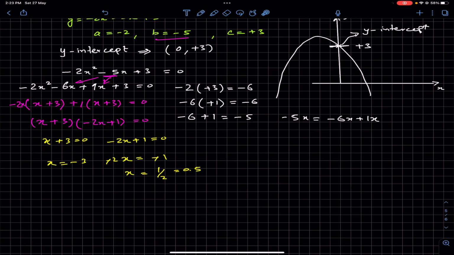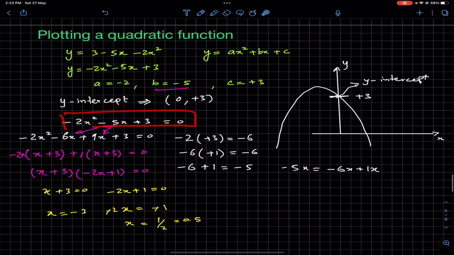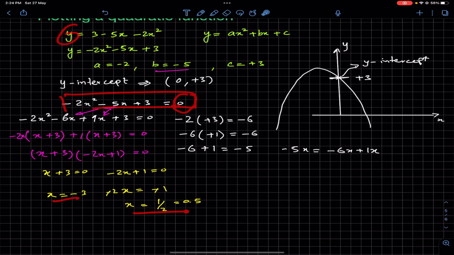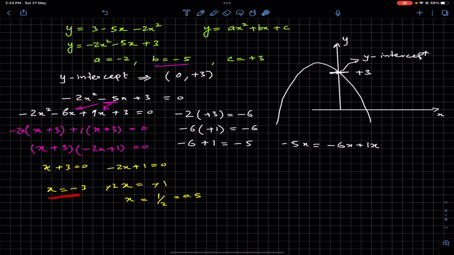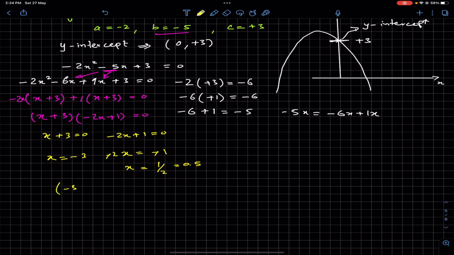So what do the roots mean? The plot of this given function will intersect the x-axis at minus 3 and 0.5. Since while finding the roots we equated the quadratic function to 0, this means that y equals 0. So at these two particular x values, the y value is 0, and this gives us the x-intercepts. At x equals minus 3, the y value is 0, and at x equals 0.5, the y value is 0.